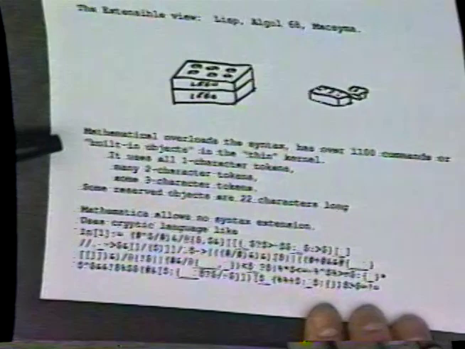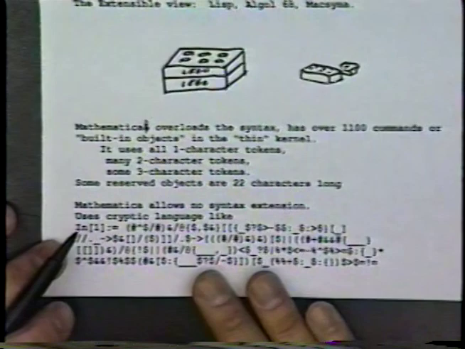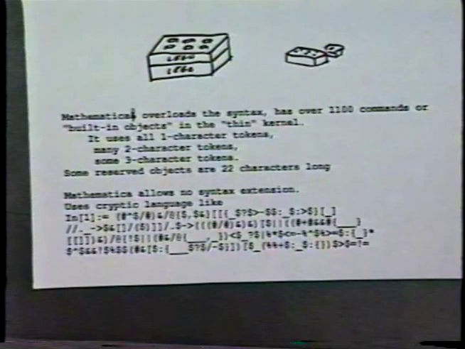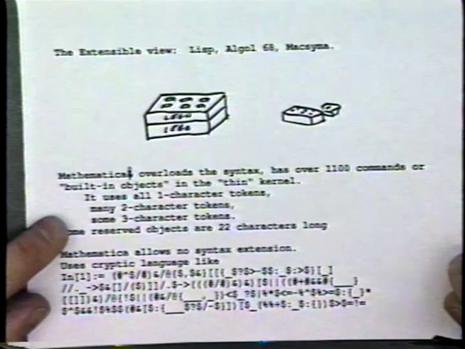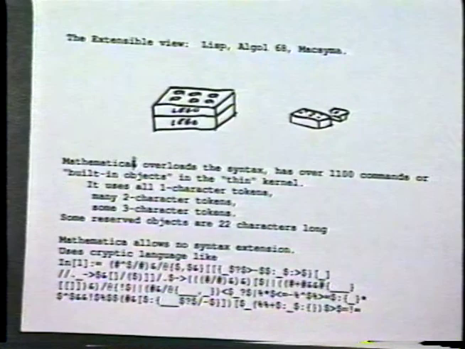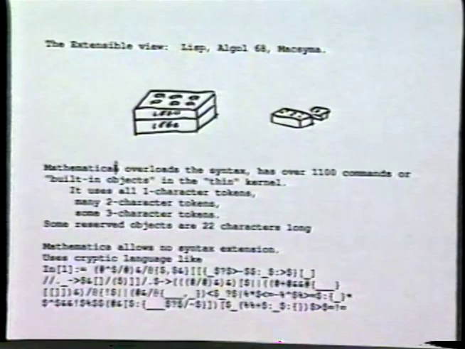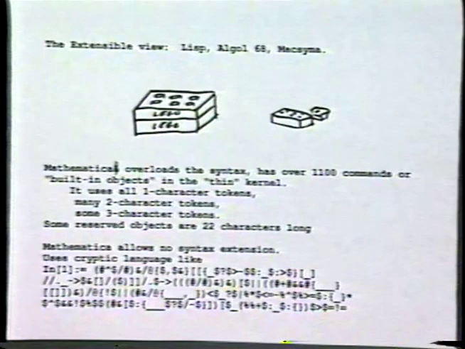Mathematica overloads the syntax. It has over 1,100 commands or built-in objects. In the thin kernel, it has, I think, 1,500 in the fat kernel. I don't know what they call the fat kernel. Larger kernel. It uses all single character tokens, many two character tokens, some three character tokens. At least one reserved object is 22 characters long. It is an example of an omnibus programming system. And if you don't like what it has, it's difficult to extend in a smooth fashion.